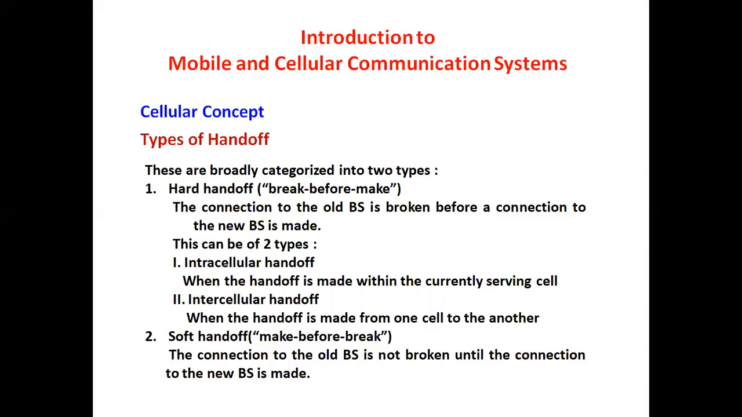This can be of two types: intracellular handoff and intercellular handoff. Intracellular handoff means when the handoff is made within the currently serving cell. Intercellular handoff means when the handoff is made from one cell to another. Soft handoff is also called make before break. It means the connection to the old base station is not broken until the connection to the new base station is made.